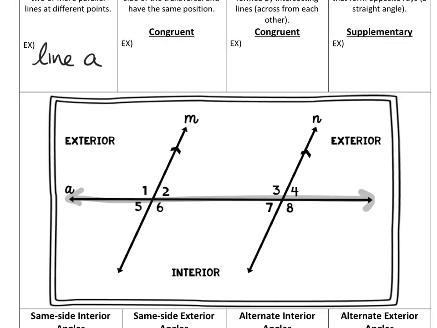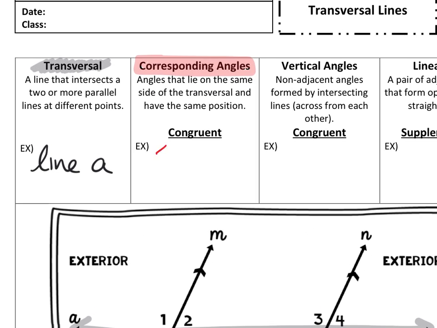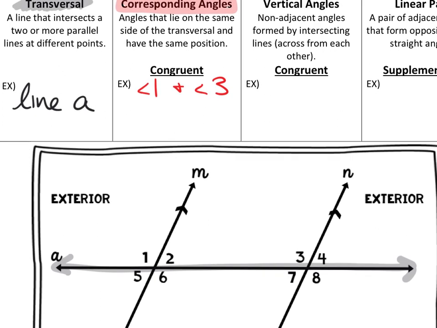So if we look at this image right here, and I'm looking at angle 1, that's on the parallel line M. Which angle is in the same spot on this side as 1? 3. So the corresponding angle to angle 1 is angle 3. So angle 1 and angle 3 are corresponding. But we can do this for all of the corresponding angles on this page. So if we look at angle 2, what angle is corresponding to angle 2 on the other parallel line? 4. So angle 2 and angle 4 are corresponding.